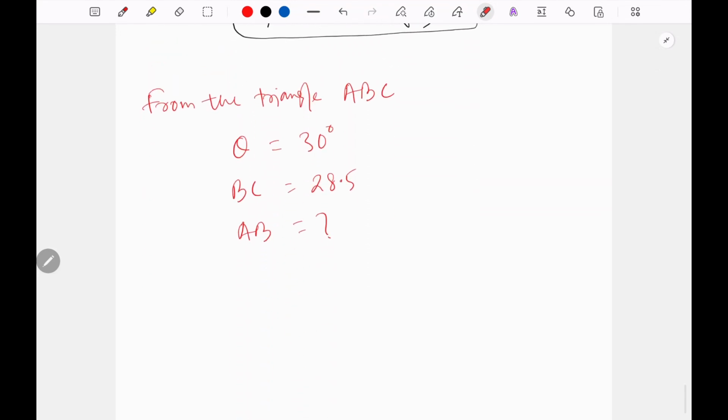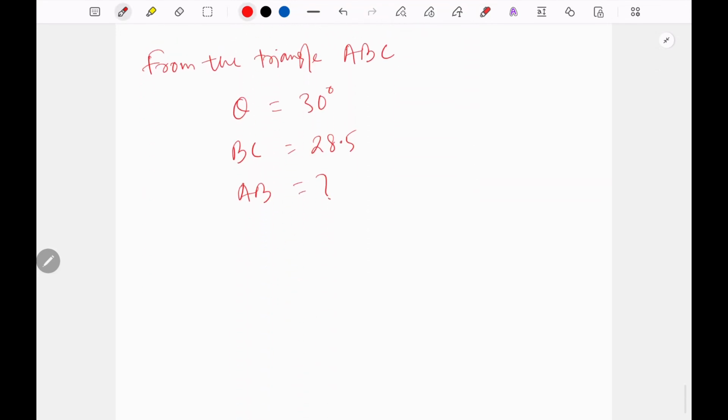So again the relation is P by B. So we know tan theta we can write as P by B. Again this time P is BC and B is our AB.